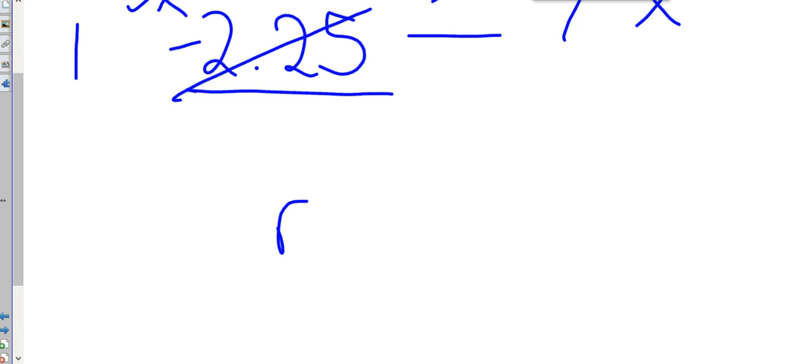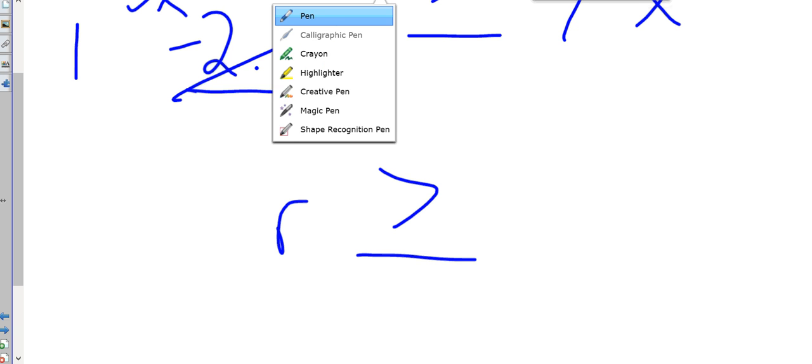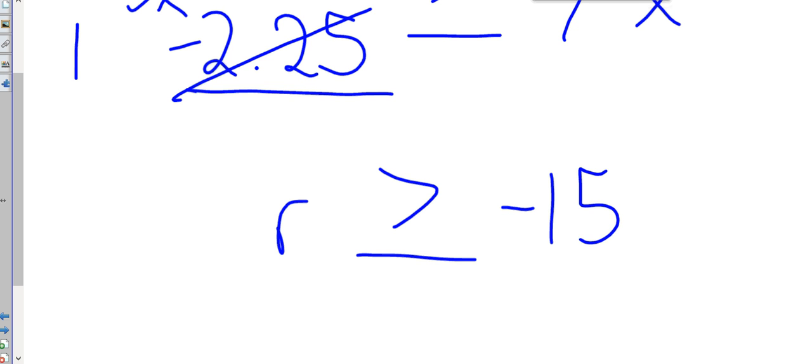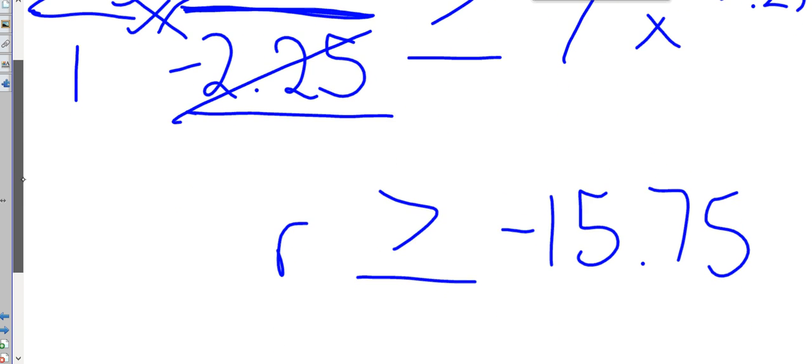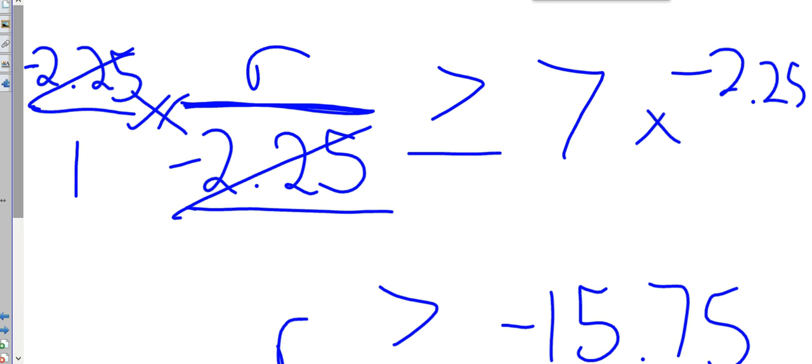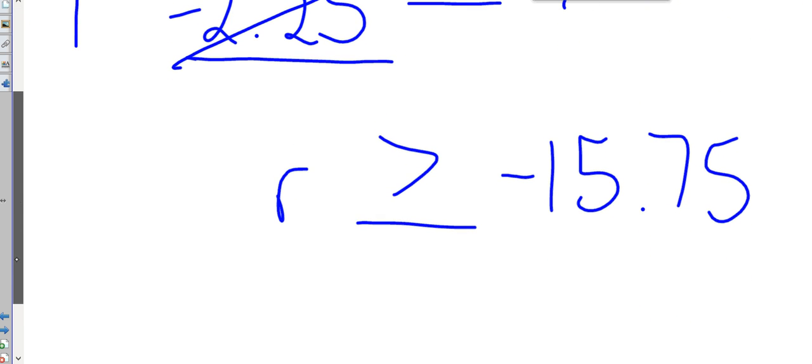If we don't flip the symbol, we're going to be left with a solution, negative 15.75. So r has got to be larger than negative 15.75. Go ahead and plug that in and see if that works. Are we flipping or are we not flipping? Here we were multiplying to the other side. We weren't dividing to the other side. We were multiplying. So if we choose something larger than this, let's choose negative 14.